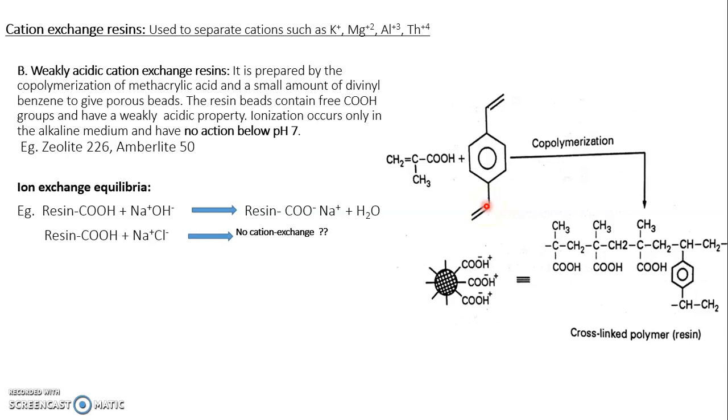This is a typical polymer that you see, which is used for weakly acidic cation exchange resin, and this polymerization process will give you a resin which will have a COOH group and can be used as a weakly acidic cation exchange resin.